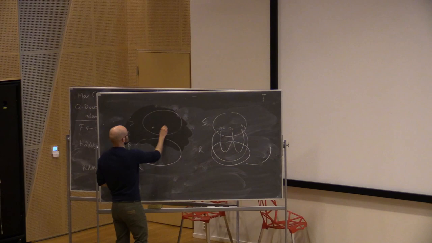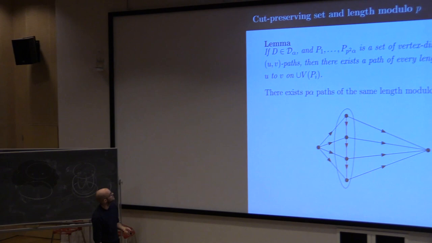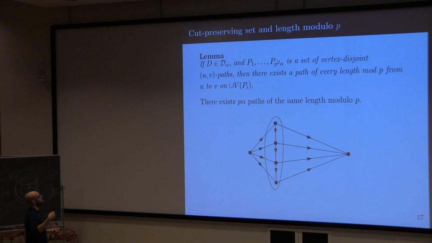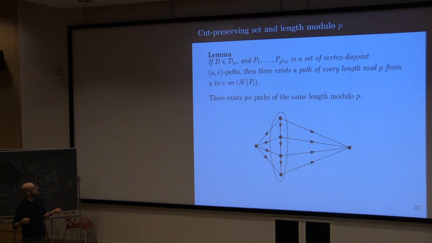And to do this, we need the following lemma, which says that if you have many vertex disjoint paths, still in a digraph D belonging to D alpha, and if you have p squared alpha vertex disjoint paths between u and v, then actually you can find one of every length modulo p from u to v using only this set of vertices. Right? Okay, so how do you do this?